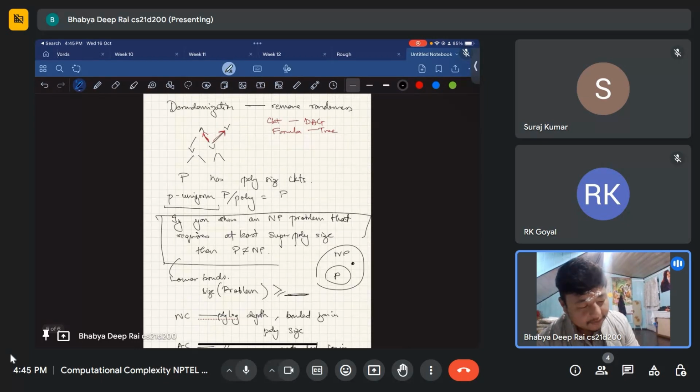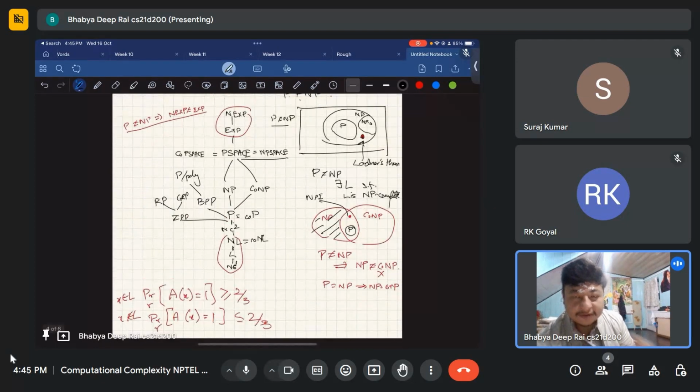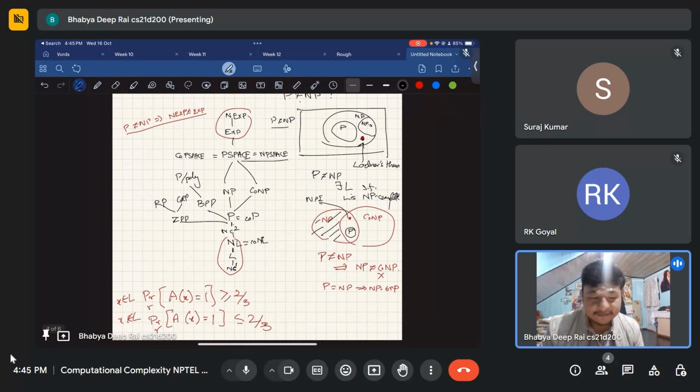And interactive proofs. Should I really do a recap? I don't know, but I'll let you decide. Just let me know if you have any further questions, and I'll move on to the next part.